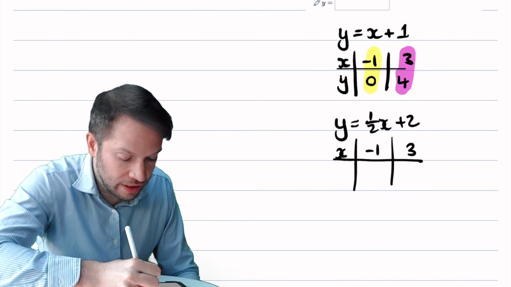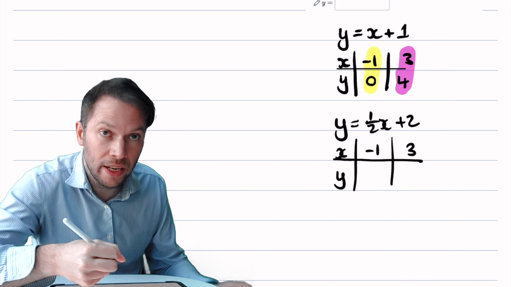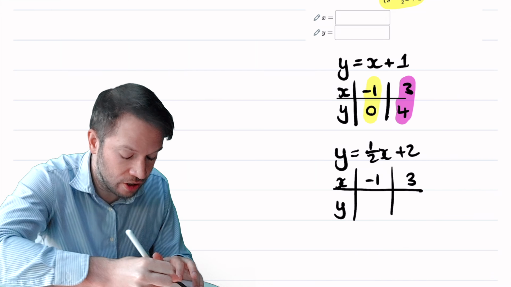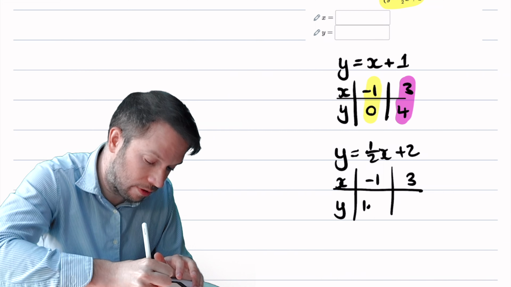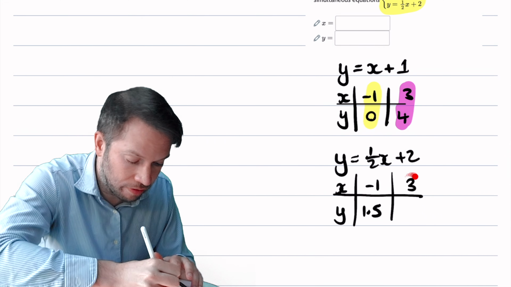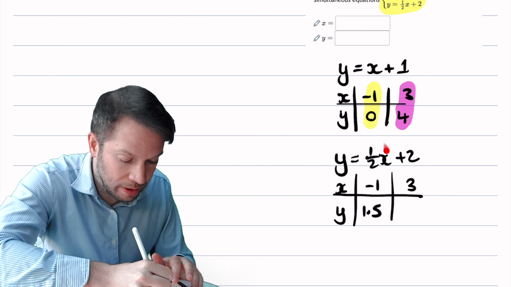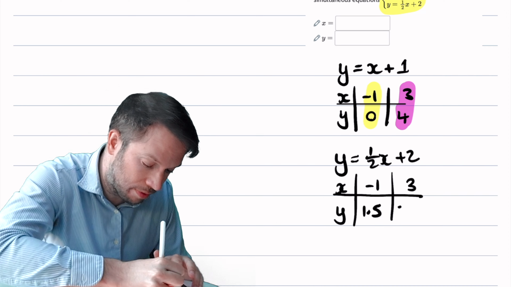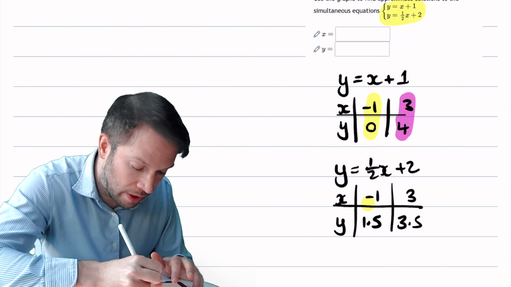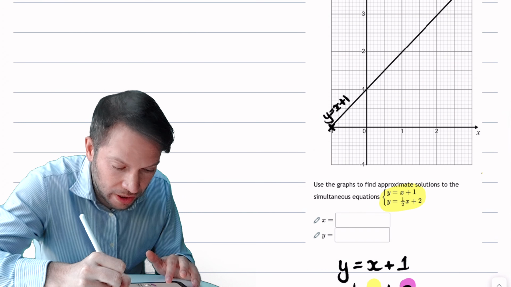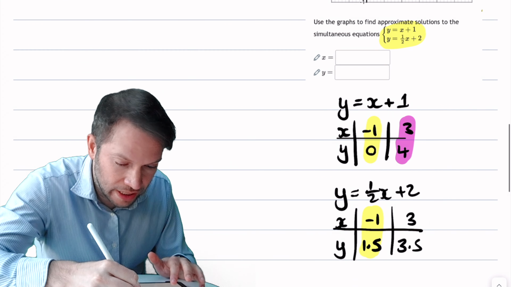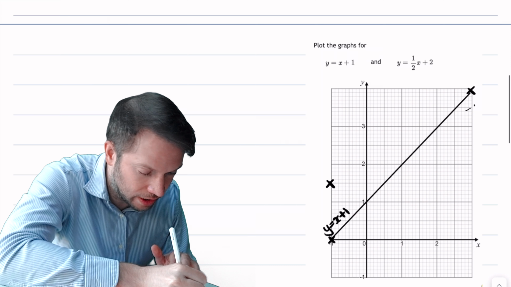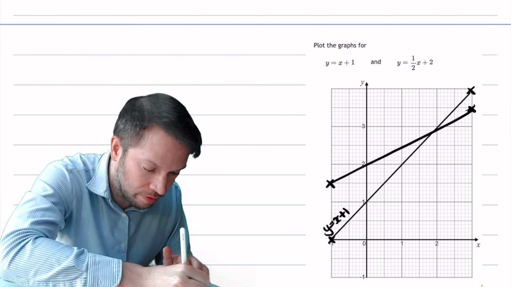So when x is equal to -1, the y value will be half times -1, which is -half, plus 2, which I believe is 1.5. You could use a calculator for this. And then when x is equal to 3, y is equal to half times 3, which is 1.5, plus 2, which is equal to 3.5. So we're plotting the points -1, 1.5, which is here, and 3, 3.5, which is here. And again, we join it up with a straight line.